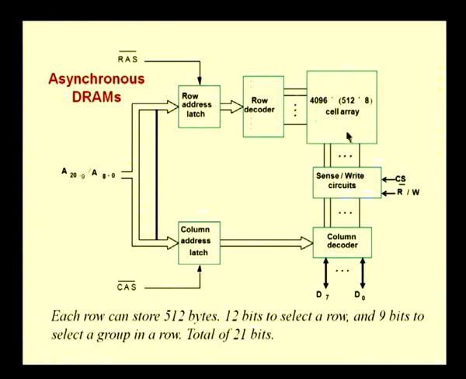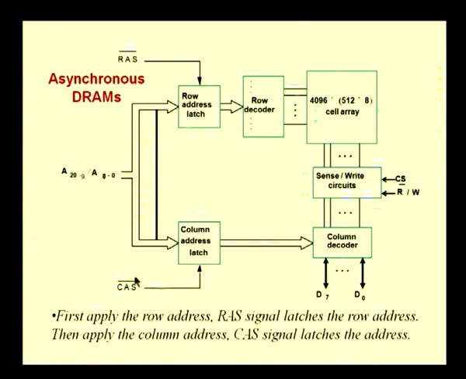Let's take this particular example that we have here. Let us say each row can store about 512 bytes of data. Okay. So, now what we will do is we will first select a row and then we will select a column within that row. Each row can store 512 bytes, so we use 12 bits to select a row and we will use 9 bits to select a group in a row. So, a total of 21 bits is used to select a particular piece of data here.